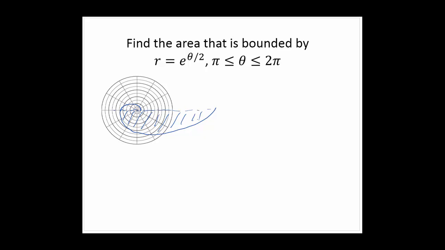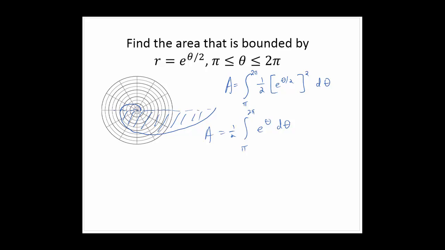And the area of that shaded region can be defined as the integral from pi to 2 pi of 1/2 of r squared d theta. And in this case, r is e to the theta over 2. We can immediately bring that 1/2 outside the integral. And we have the integral from pi to 2 pi. And e to the theta over 2 squared would be e to the theta d theta.